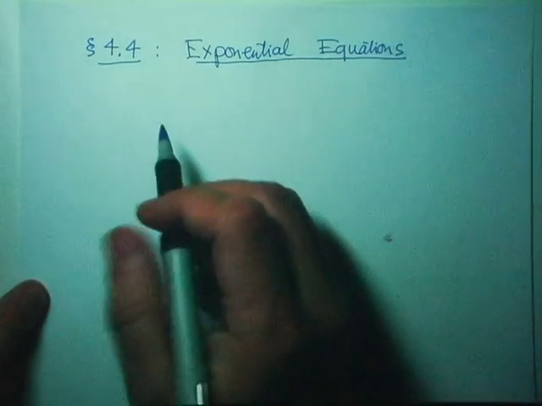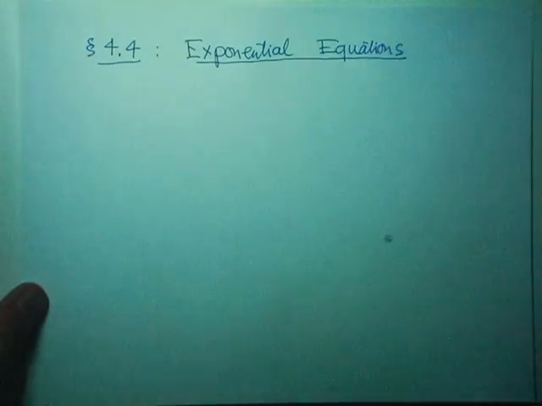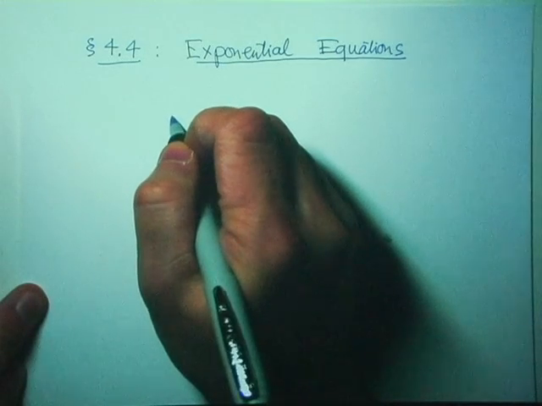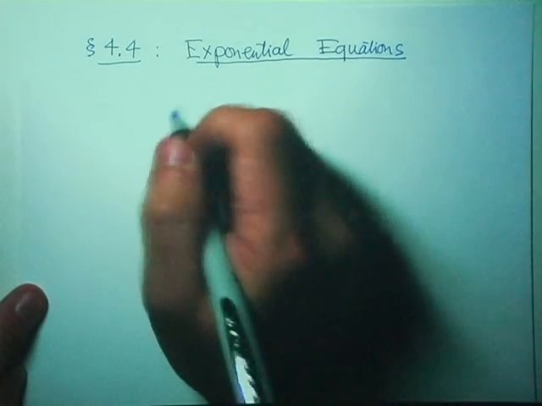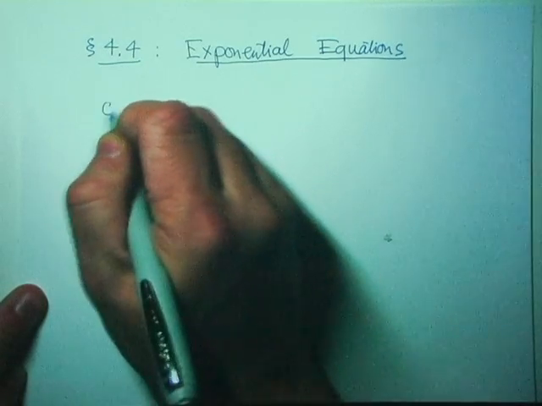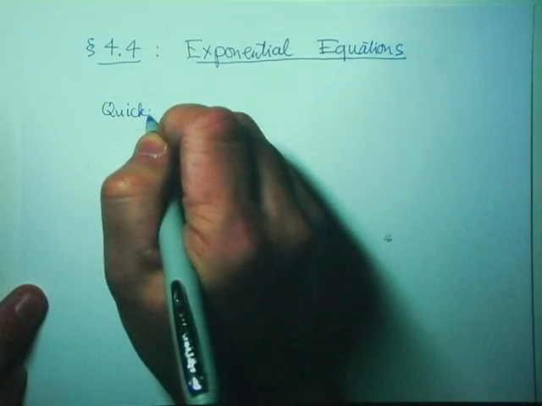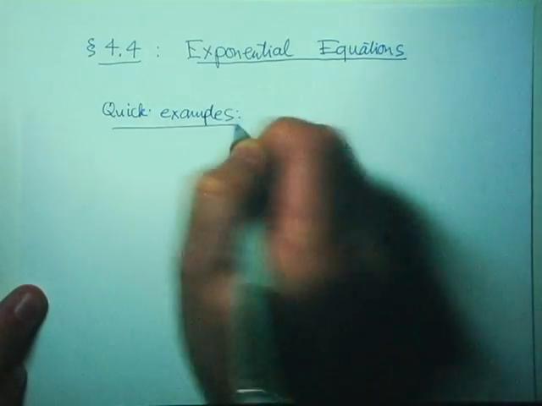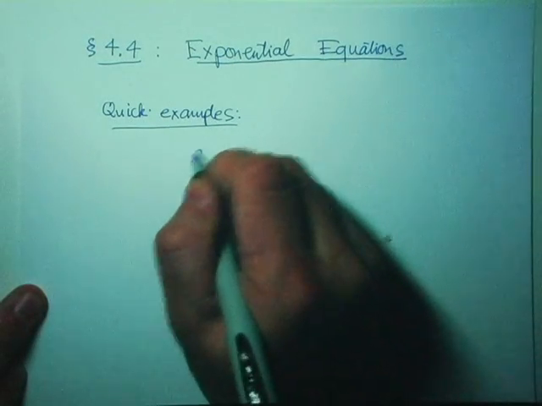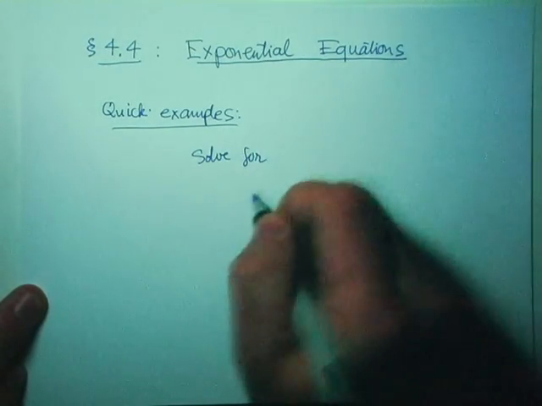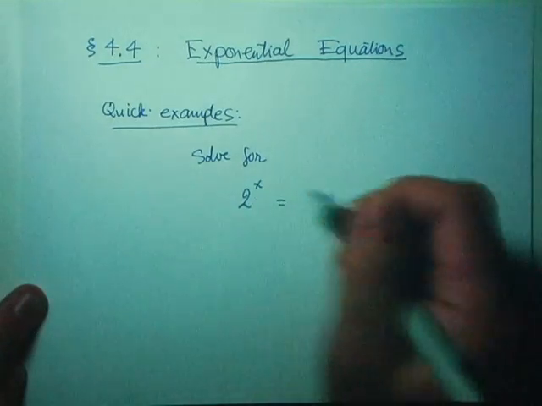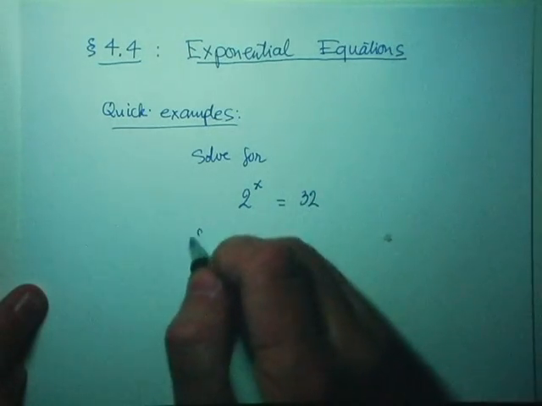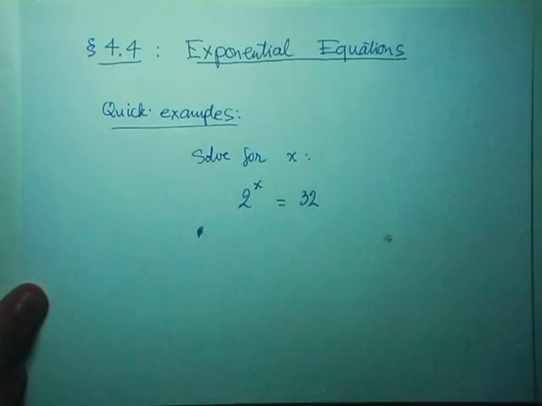So now, exponential equations. The point here is that my equation appears to contain exponential function terms. So some quick example would be like this. That would be like, say, we want to solve for 2 to the x equals 32. So we would like to find out how much x would be. So we would like to solve for x in the equation like such.